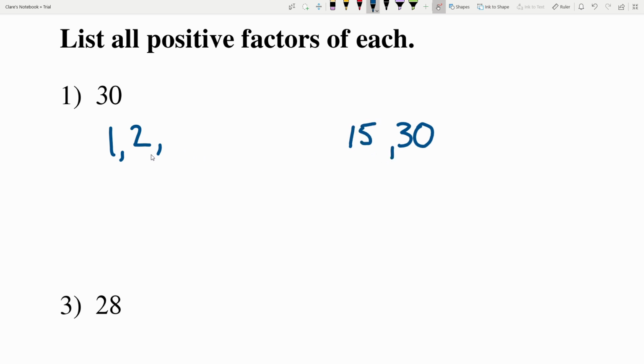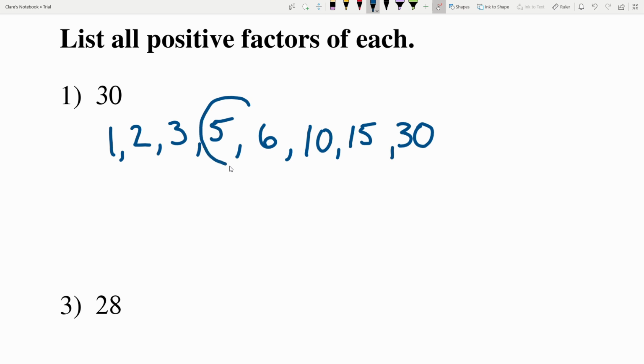And then the next number that multiplies, well, 1 went in, 2 went in, and 3 also goes in. 3 times 10 gives us 30. Does 4 multiply into 30? Nope. The closest things to get to 30 would be 4 times 7, which would be 28, or 4 times 8, which would be 32. So we can't get to 30 there. Let's try 5. Oh, 5 goes into 30. 5 times 6 gives us 30.